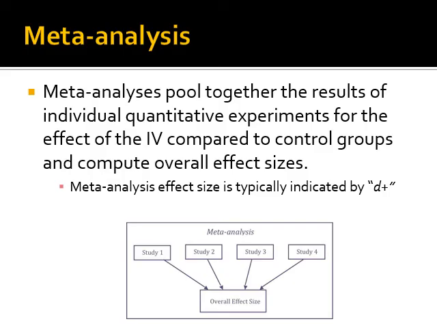Meta-analyses pull together the results of individual quantitative experiments for the effect of the IV compared to control groups and compute overall effect sizes. This just summarizes what I just shared with you. Whereas effect size is often delineated by D, effect size for meta-analysis is typically indicated by D+. All that D+ means is just another statistical language term that means that we have multiple studies being combined to give us this overall effect size, rather than just one study.